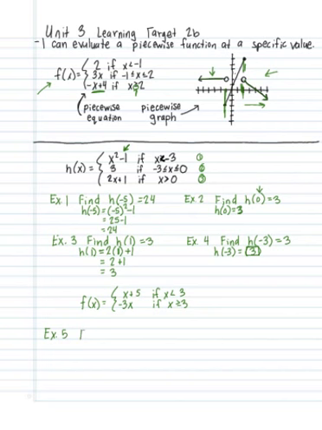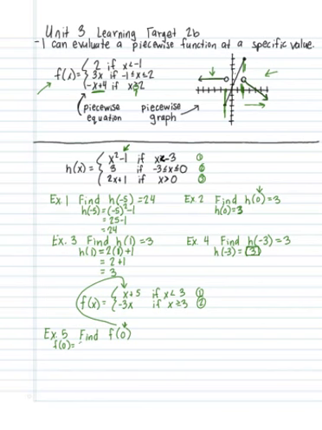The first example says find f of 0. So just like we did before, the first thing you need to ask yourself is, where does 0 fit in to these 2 pieces? So is 0 less than 3, or is 0 greater than or equal to 3? And we would know that 0 is less than 3. Therefore, we're going to use that top equation, and we're going to fill in 0 for your x value.